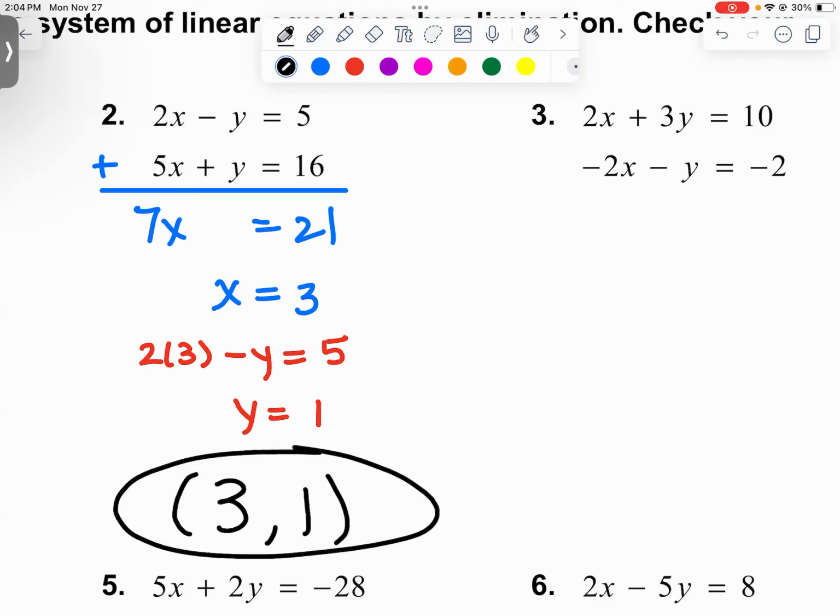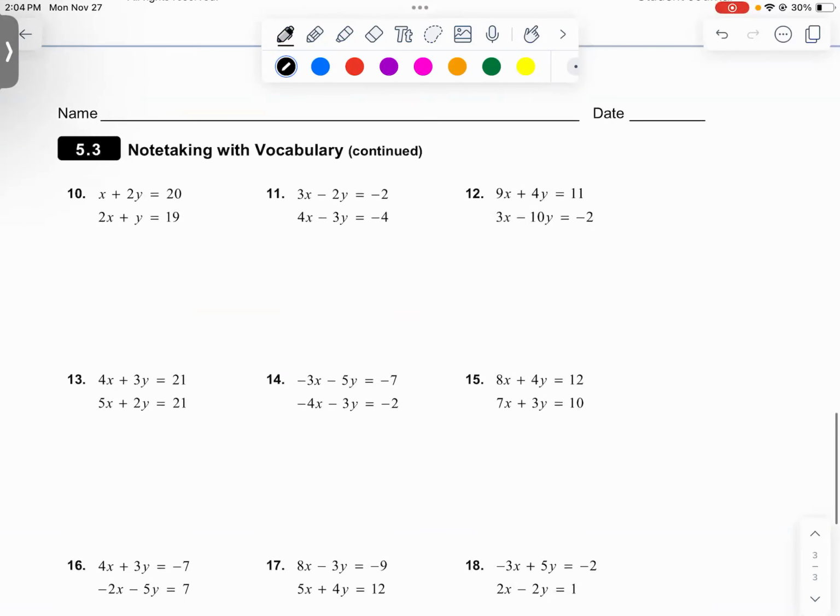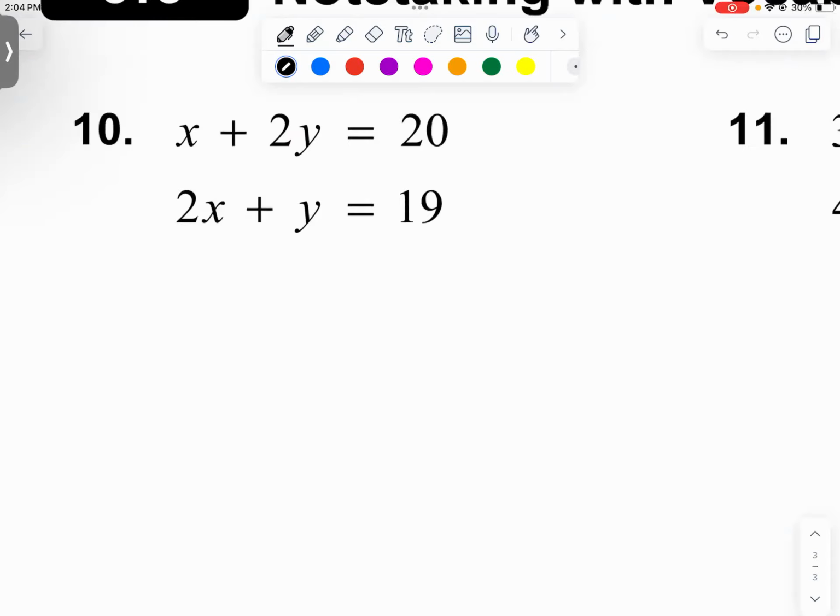Are you bored yet? Yeah? Okay, so let's go to the next page. Let's go and look at number 10.